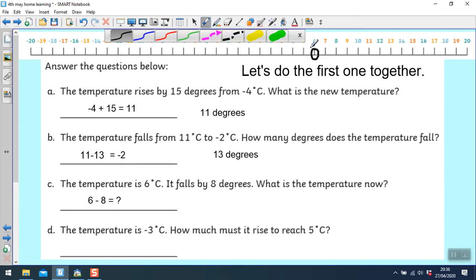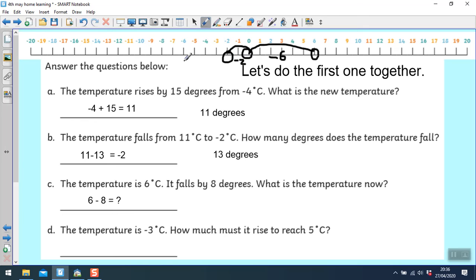So 6 take away 6 equals 0. So I've taken away 6 so far. Think about how many more I need to take away, so that I've taken away 8 altogether. I need to take away 2 more. And I'm left with negative 2.